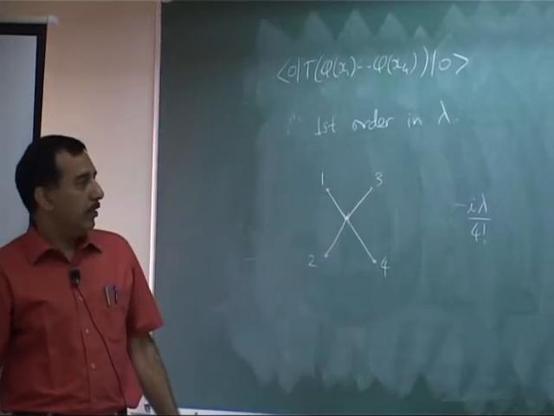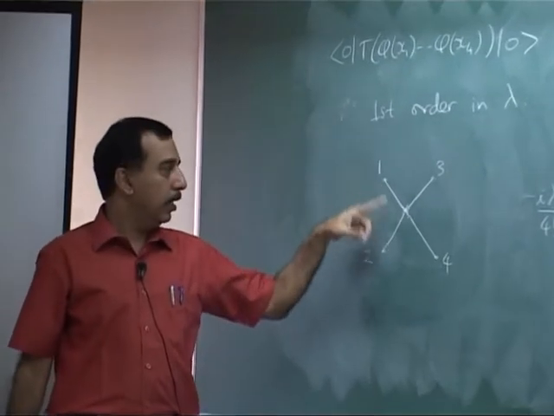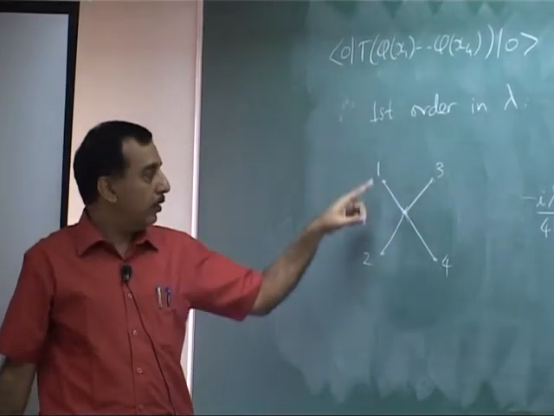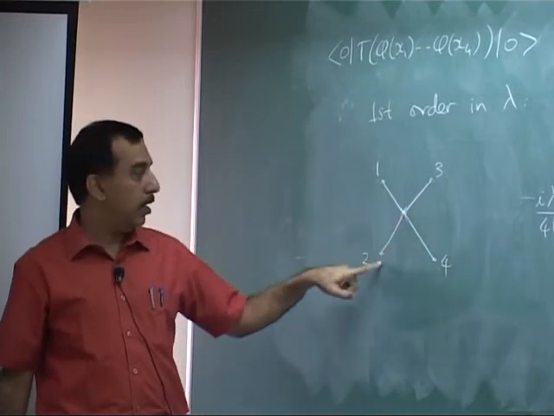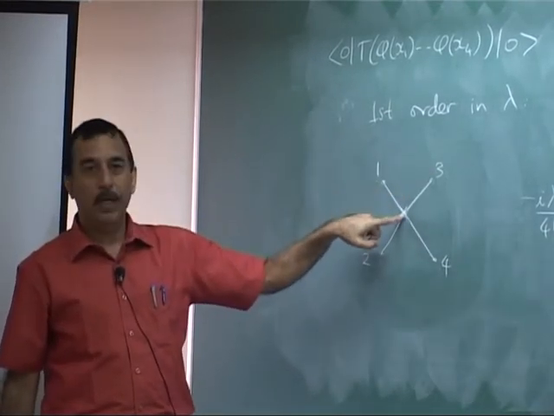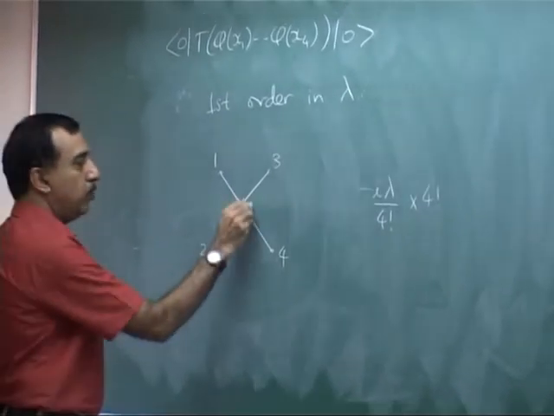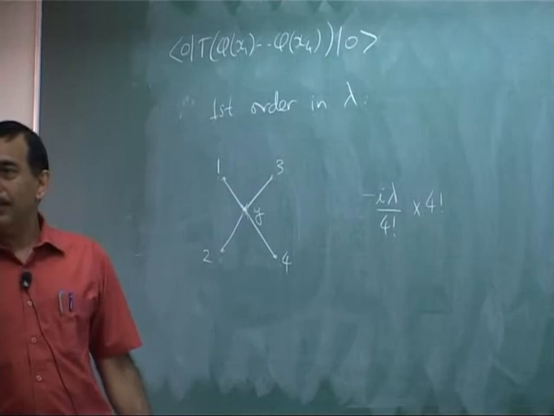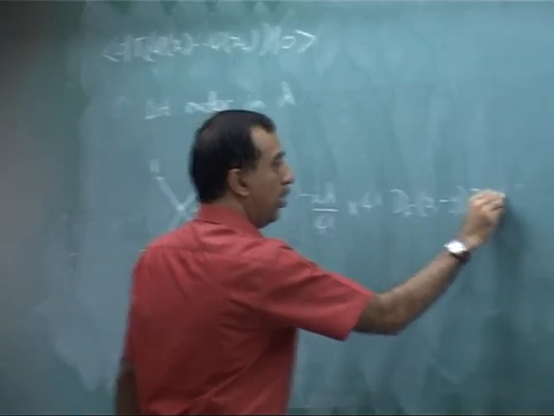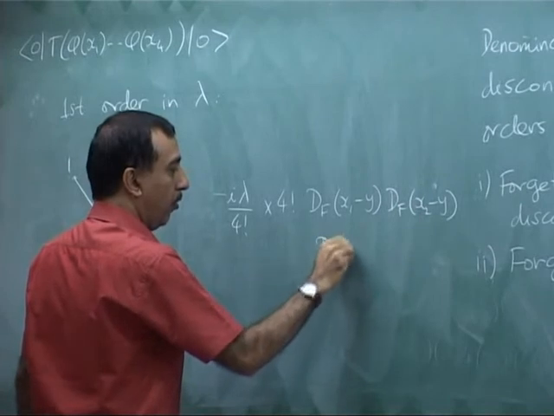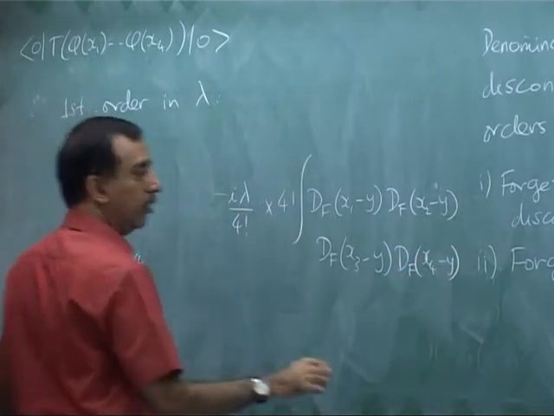This diagram is very easy to write down. Minus i lambda over 4 factorial. Now, what is the combinatorial factor for this? The combinatorial factor is 4 factorial, because if I start from here, I can land on this interaction in 4 ways. Then I start from here, I can land in 3 ways. Then from here, 2 ways. So I get 4 factorial. And what are the propagators? This point is y. Good, everybody knows. D_F of x1 minus y, D_F of x2 minus y, D_F of x3 minus y, D_F of x4 minus y, and finally the integral d^4y.